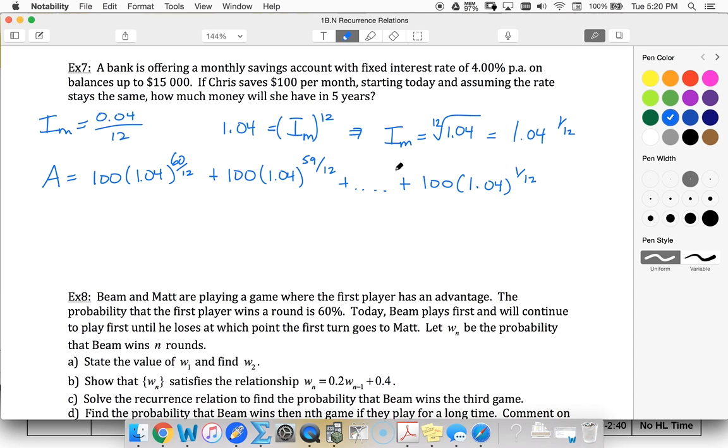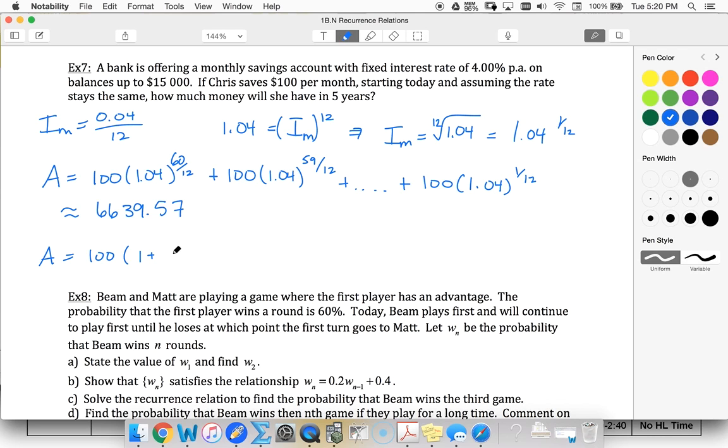So I've got a geometric series here, and I can find the solution to that using my geometric series formula. I'll leave that up to you. You should end up getting that your total amount of money is about $6,639.57.